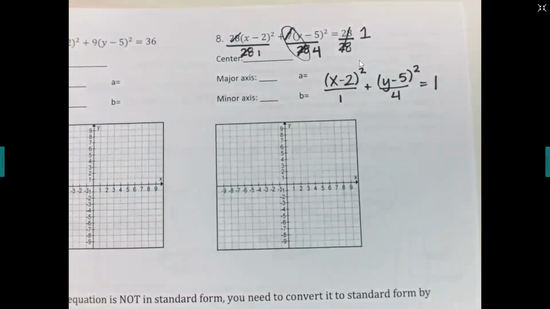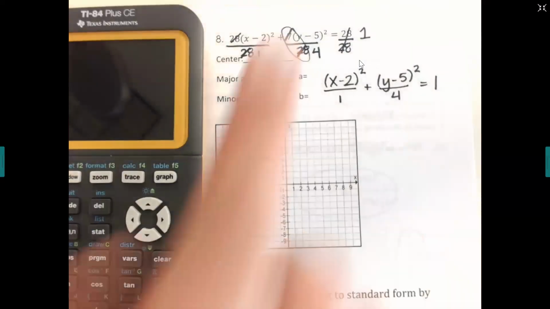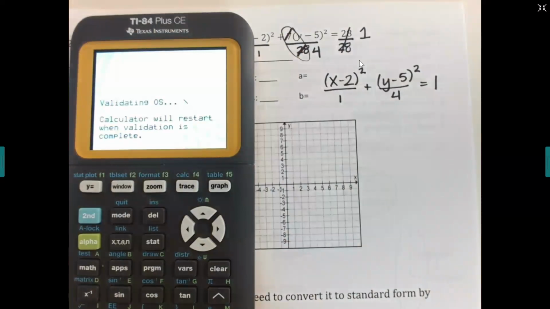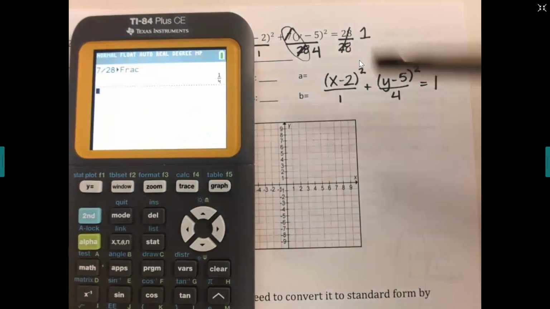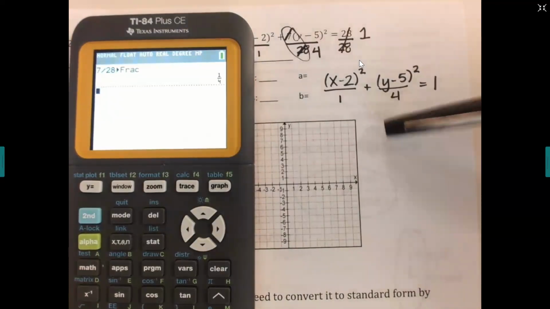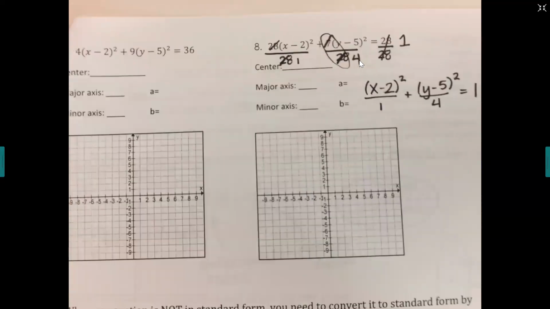If you don't know how to do this, all you have to do is right here, you would type in, watch, 7 divided by 28. 7 divided by 28. And then you can hit math, enter, and it'll show you that that's the same as just a 4 on the bottom. But if you want to think about it, just divide the number on bottom by the number on top, but keep it on the top.